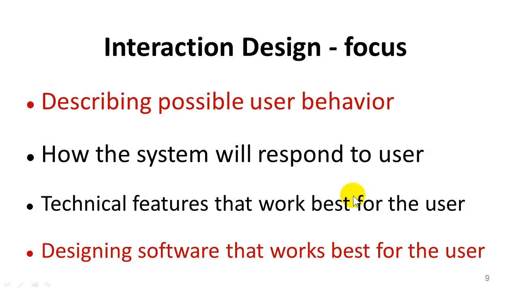All right, in what is called interaction design, because users are going to be using something, and ultimately there almost always is some kind of interaction involved, even if it's just flipping from one page of a brochure to another. Understanding possible user behavior. Understanding how the system is going to respond to the user. What technical features might work best for that user. So we're going to be designing the interaction that works best for the user, therefore having it be user-centered.